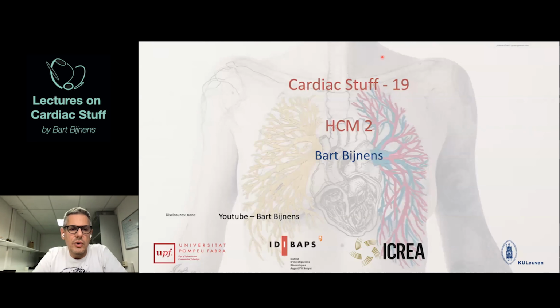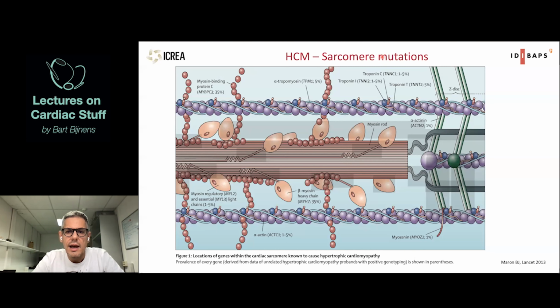So today I want to continue with talking about hypertrophic cardiomyopathy, continuing from last class. As I said before, hypertrophic cardiomyopathy is caused by a mutation of some of the sarcomere complexes. So anything within the sarcomere, whether it's actin, myosin, or anything related to it, any mutation there can cause problems and can cause hypertrophic cardiomyopathy.